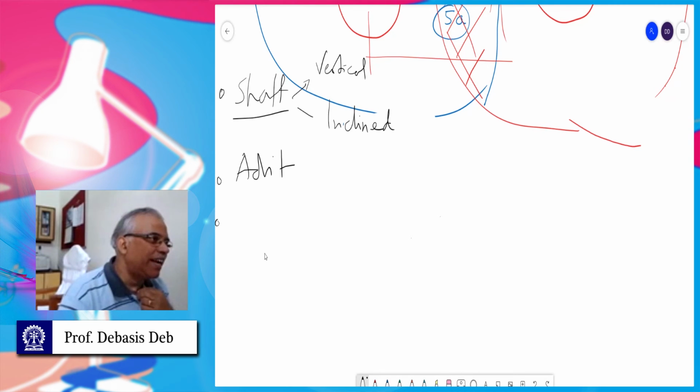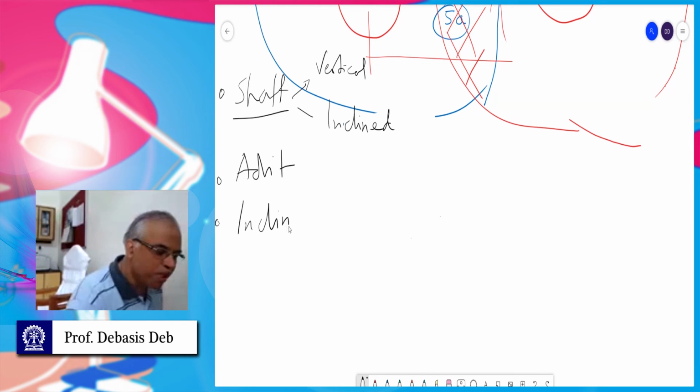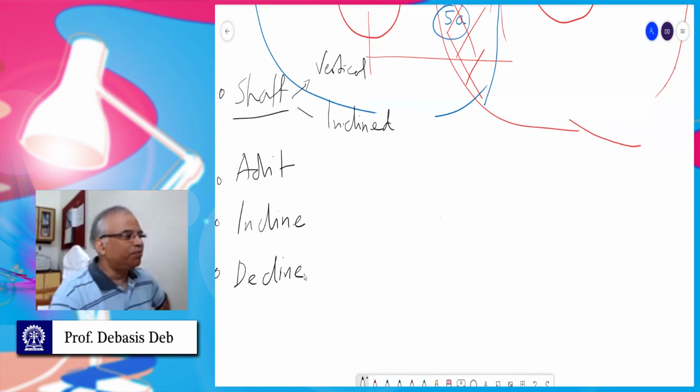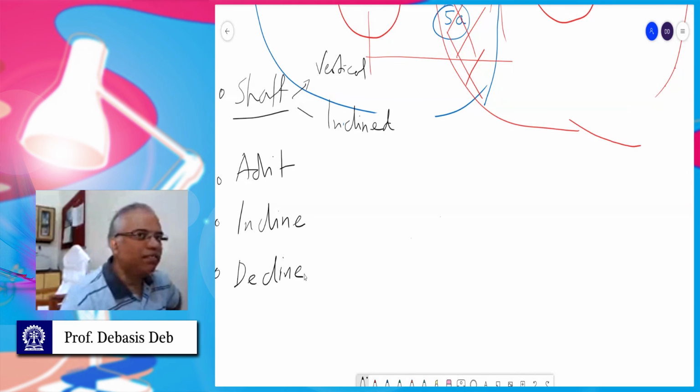Ramp. Ramp is also from one level to another level. This is in underground only. Sometimes they make a big ramp, in some mines they have made. Have you heard of something called incline? In coal mines they use it. In metal mines they call it decline. More or less these four ways we go.